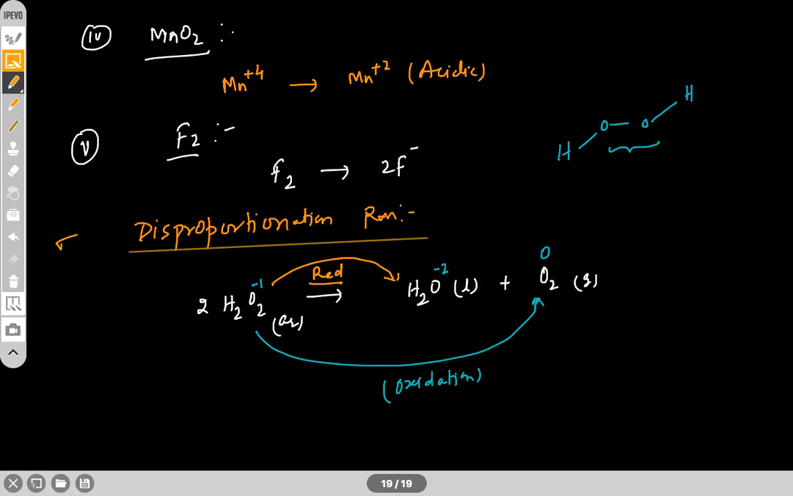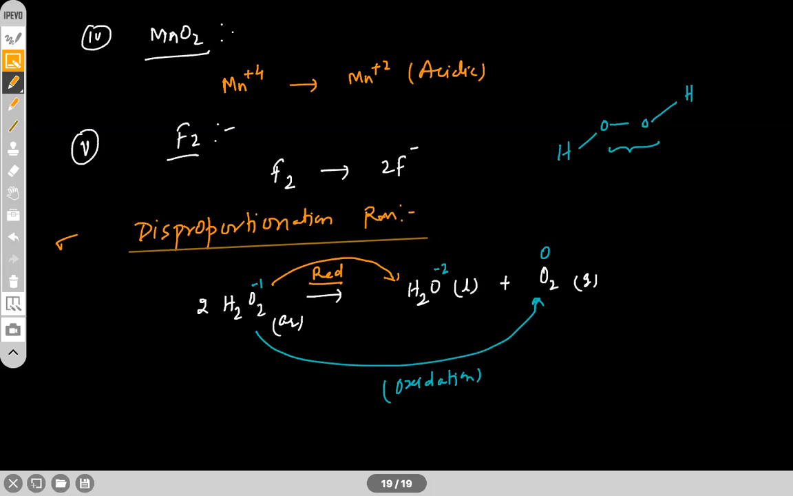Copied? Tell me. Done? Okay. Most examples of this reaction are decomposition. You can say decomposition. The same element will have 3 different oxidation states: -1, -2, 0.